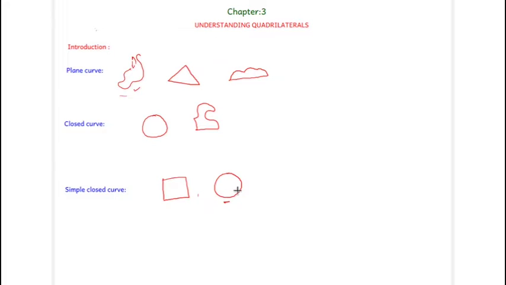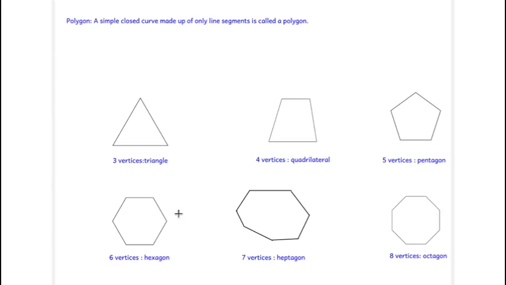See, this circle is made up of only curved line and it is a closed curve. And this quadrilateral is made up of only line segments and it is a closed curve. So both the figures are simple closed curves. Hope you have understood this. Now come to the next point, that is polygon, which is the main topic of this chapter.